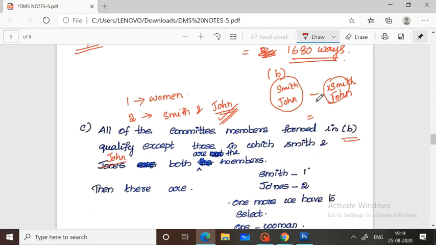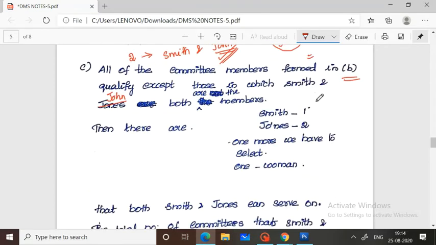So here, how will you write this category? All of the committee members formed in B qualify except those Smith and John. Both are members. അപ്പോൾ നമ്മൾ എങ്ങനെ എഴുതാം? സ്മിത്ത് ഒരാൾ, ജോൺ രണ്ടാമത്തെ ആൾ. He is the first person. Totally 2 persons. So therefore we have to select one more.